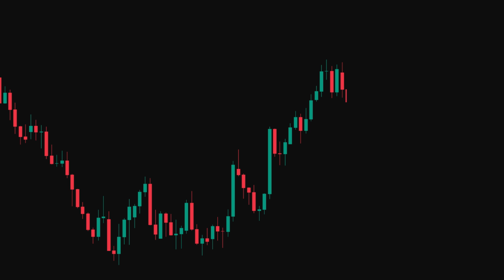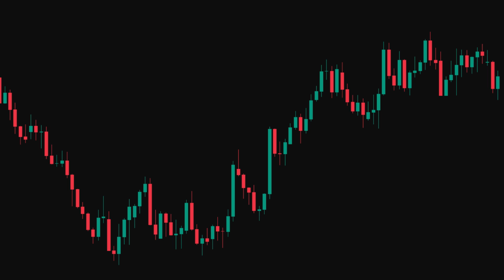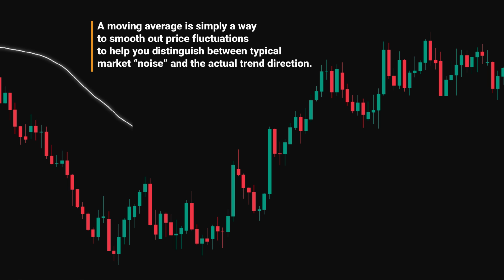Now, I know you want to head straight into the strategy chapters, but this part is also important for you in having a general idea of the concept of moving averages. Don't worry, I'll make it quick. A moving average is simply a way to smooth out price fluctuations to help you distinguish between typical market noise and the actual trend direction.